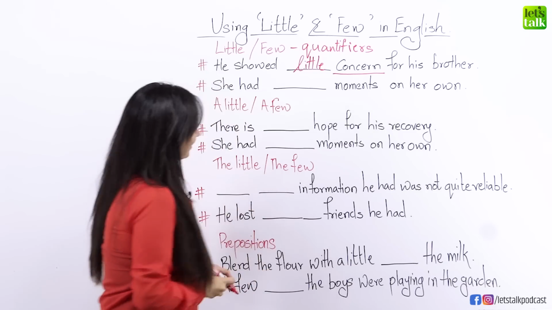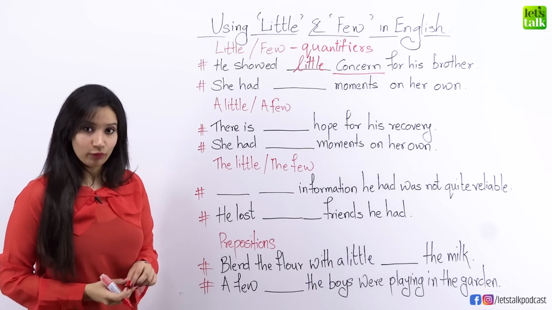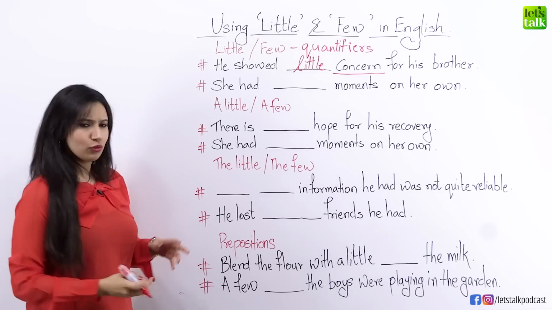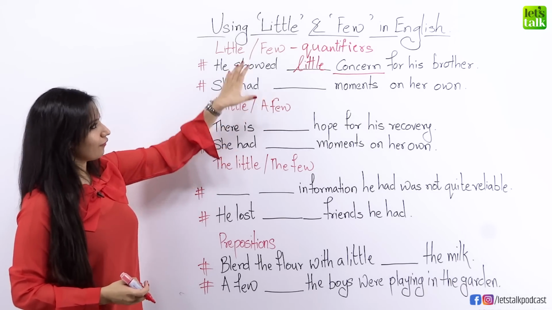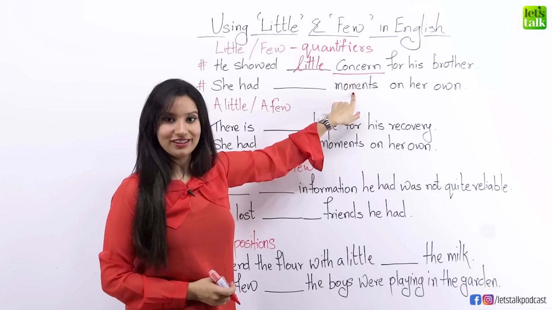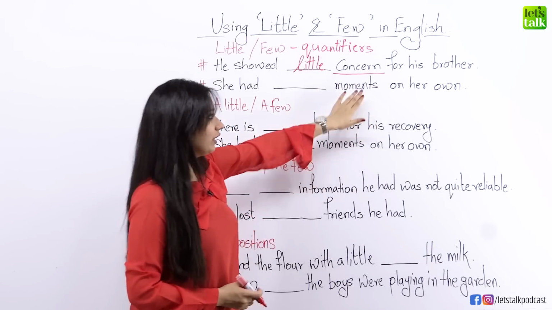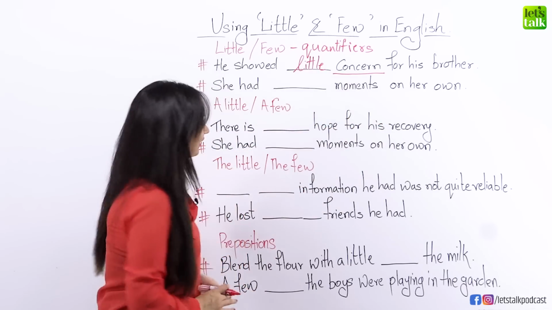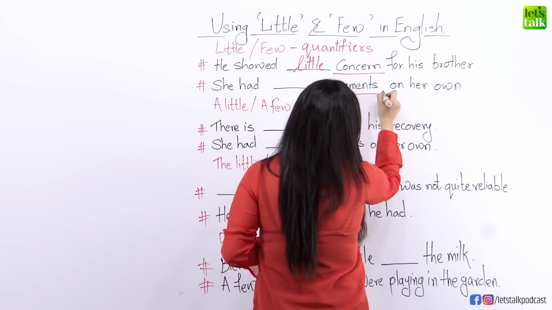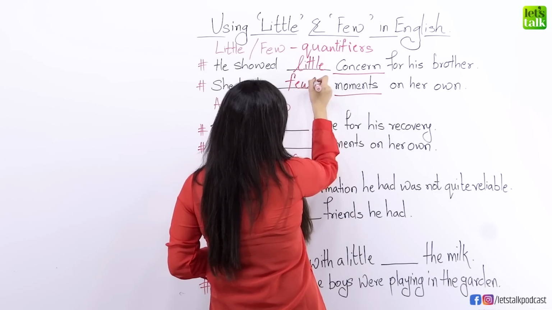Okay, now let's look at the next one. She had dash moments on her own. So we can use few here because we can count the noun here. So we can count the number of moments, therefore we also have an S here. She had few moments on her own.